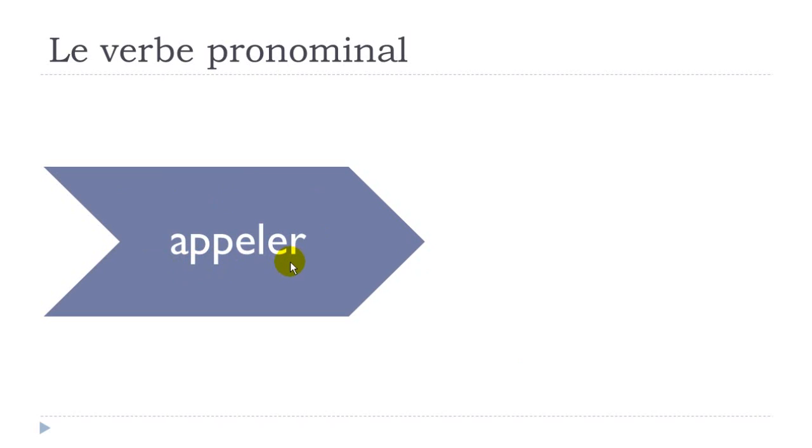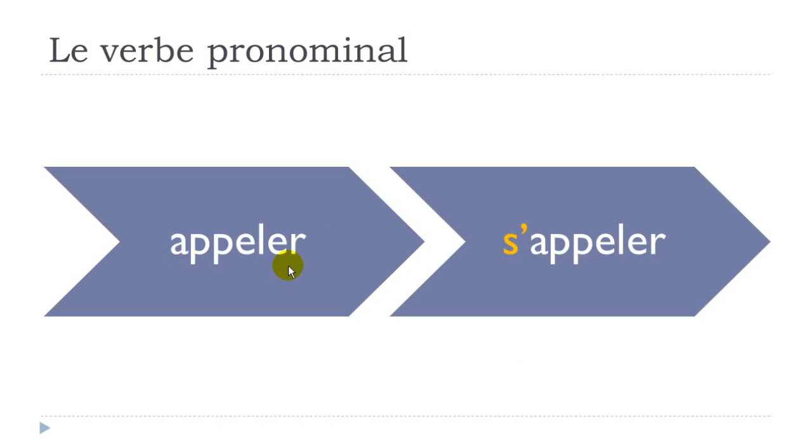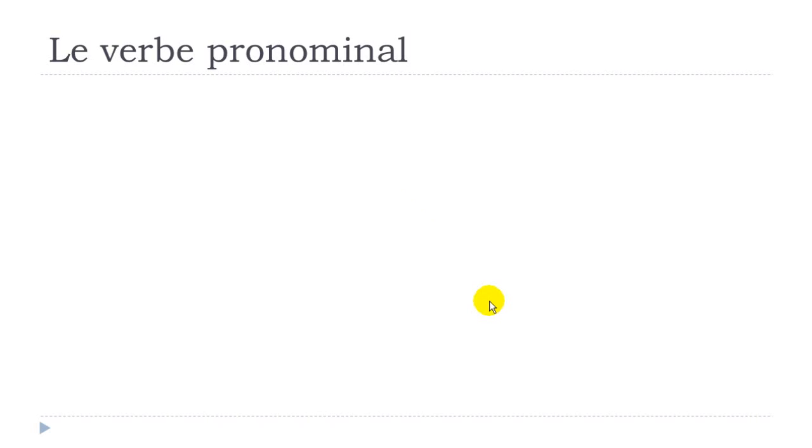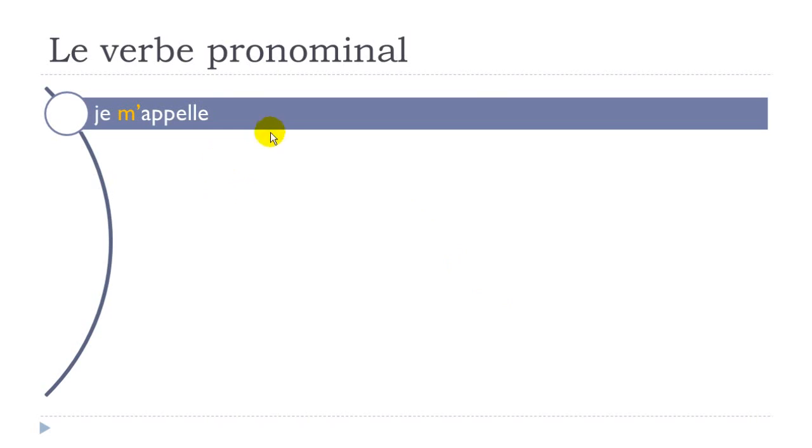Okay, and then the important thing in that case is that, as usual, appeler is starting with a vowel, a here, and it does mean that, as usual in French, normally we should have this se, but then the e will disappear and it will look like that, s'appeler. So appeler, to call, and then s'appeler, to call oneself. Okay, so let's see how we will conjugate this verb.